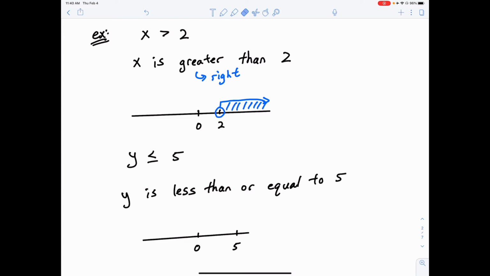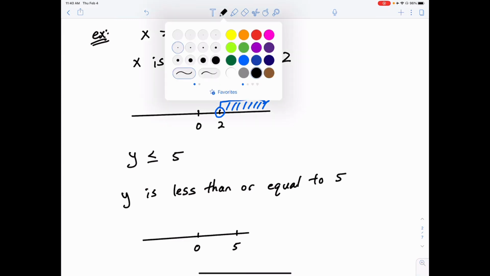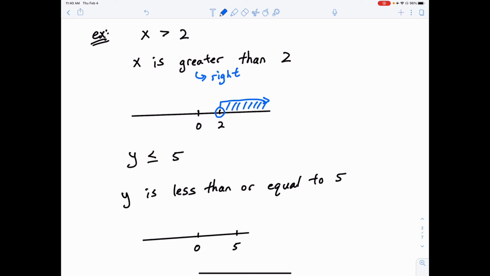Now for this one here, we do have the equal. So how does that differ? Well, our circle this time, rather than being an open circle, is going to be a solid circle. So on number 5, we can draw a circle, and then we make sure it's solid. Because when we have an equal sign, we can equal that number, versus when we don't have an equal sign, then we're not allowed to equal that number.